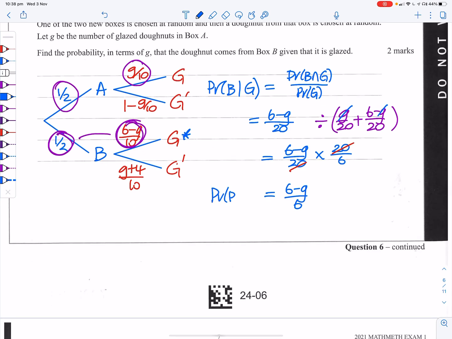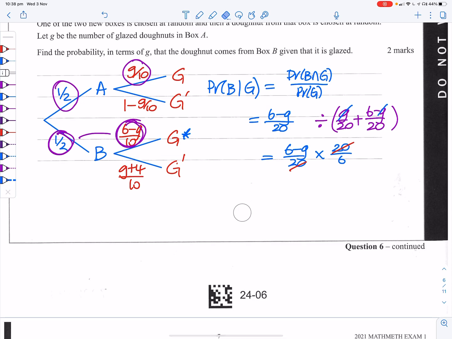So the probability that it comes from B, given that it's glazed, is 6 minus G over 6. And that should make sense as well. If G were 2, I'd have 6 minus 2 over 6. So if we know that it's glazed, the probability that it came from B is 4 out of 6, which is 2 out of 3. It should make sense.